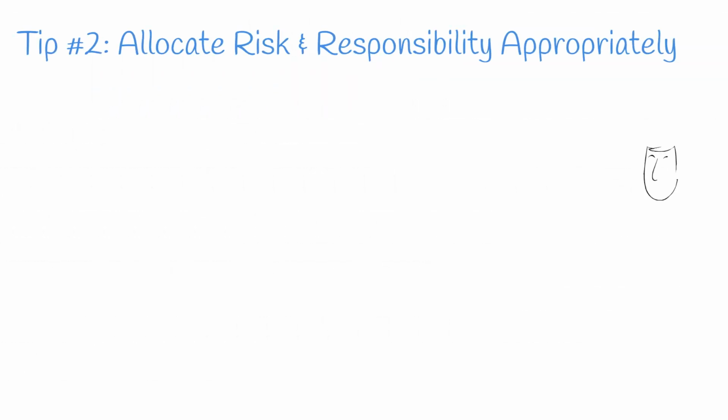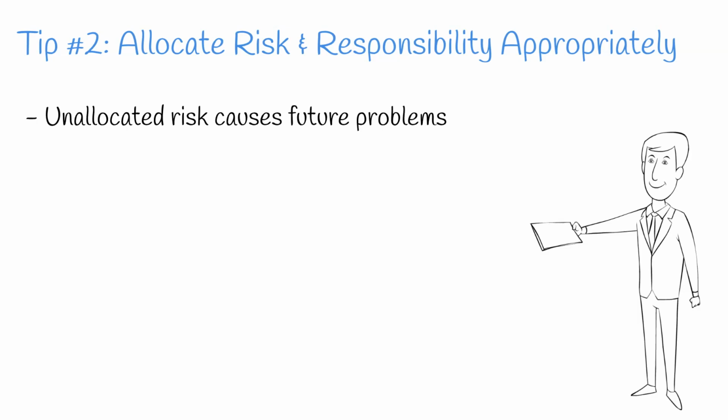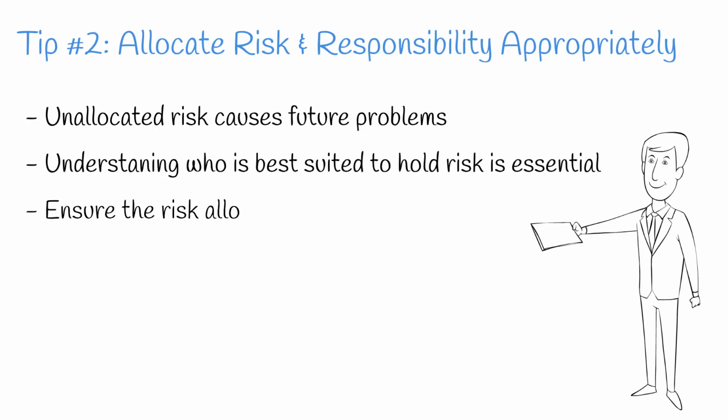Tip 2. Allocate risk and responsibility appropriately. Risk allocation is a critical aspect of construction contract negotiation. Unallocated risk can cause problems down the line, and it is essential to identify potential risks and allocate them appropriately. It is crucial to consider who is best suited to hold the risk, and to ensure that the risk allocation is fair and reasonable. For example, holding the design risk with a client on a design and build contract would be a poor negotiation outcome.